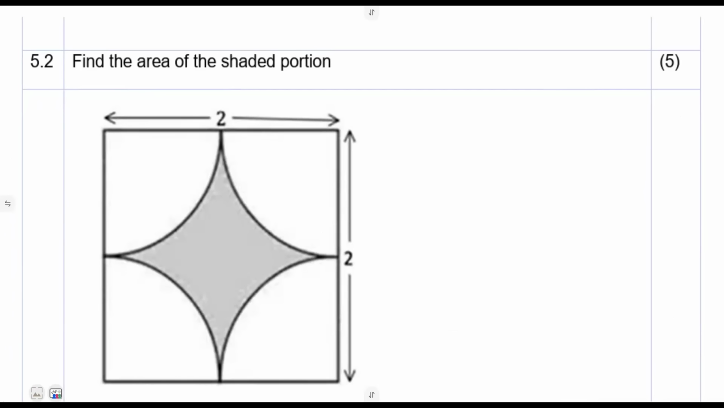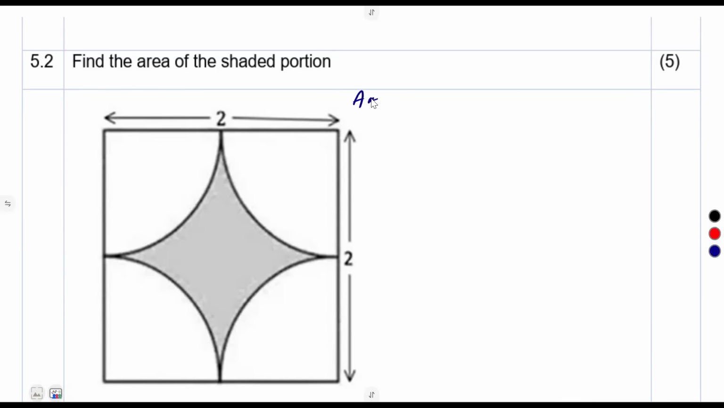Then 5.2, we had a section, and on that section, they want us to find the area of the shaded portion, this part which is shaded. What is the area? We can simply subtract from the area of the whole shape, which is a square.